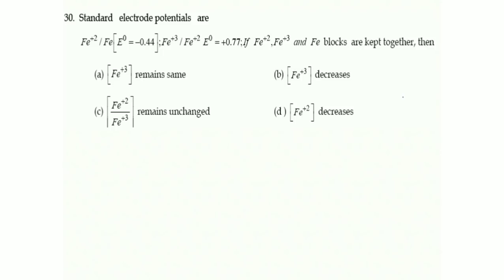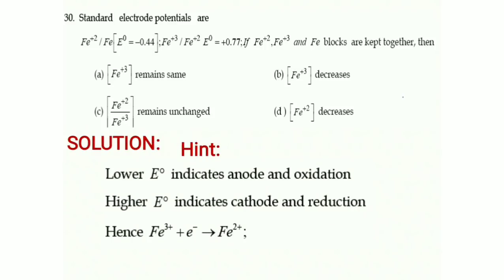Remember, in this particular case, if you keep these three, by seeing the oxidation reduction potential values, you can easily tell. The hint for this is that lower E0 value always indicates anode and oxidation. Remember that. Lower E0 value means that is Fe2+. Higher E0 value indicates cathode and reduction, that is Fe3+, which has the higher value, 0.77.